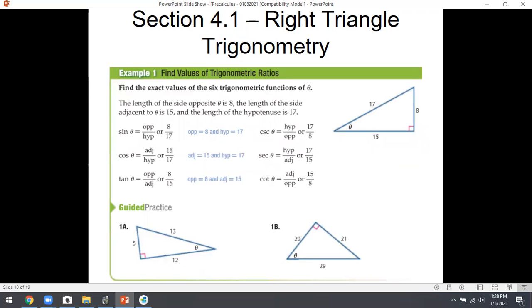And let's do something. Here we go. Let's write down this triangle. Draw a picture of that triangle on the top right. We're just going to practice finding all these ratios. Start with the basics. 8, 15, 17.